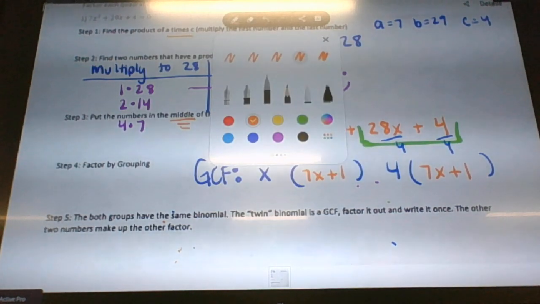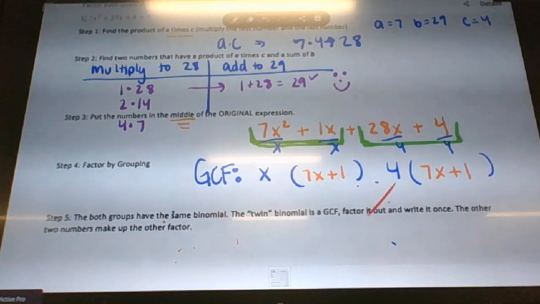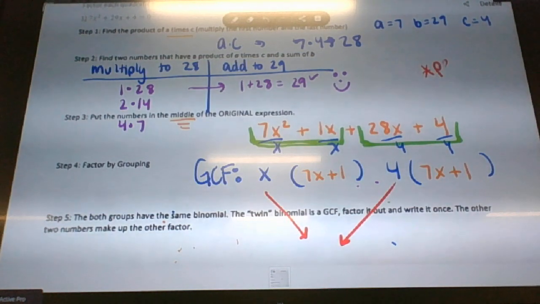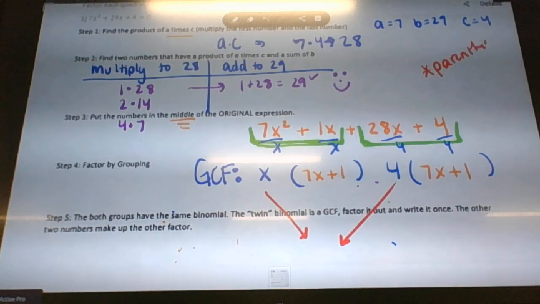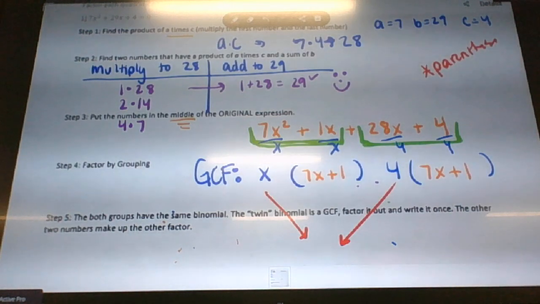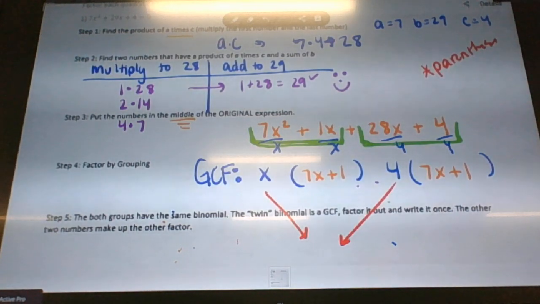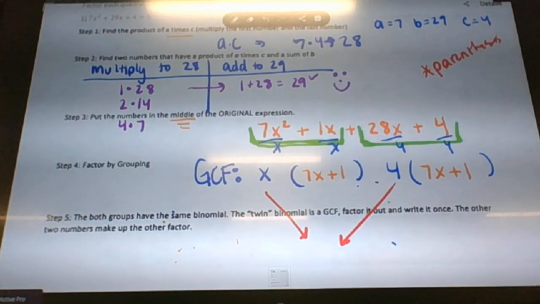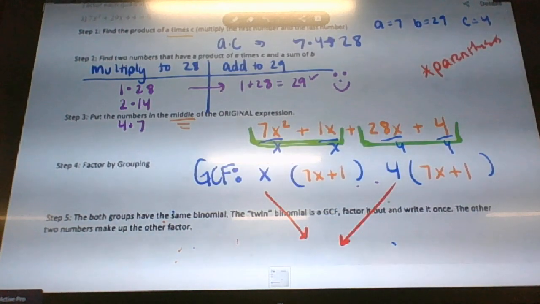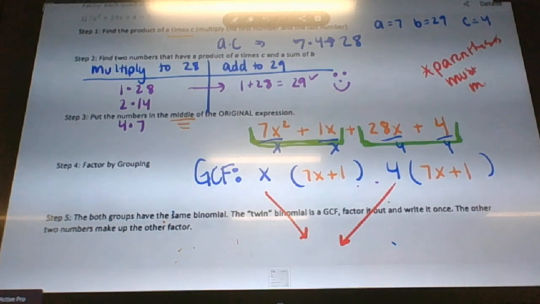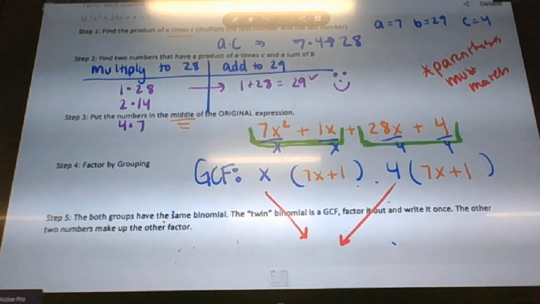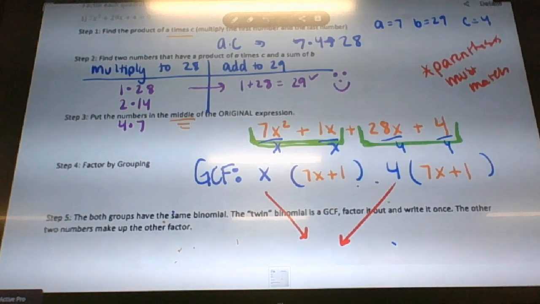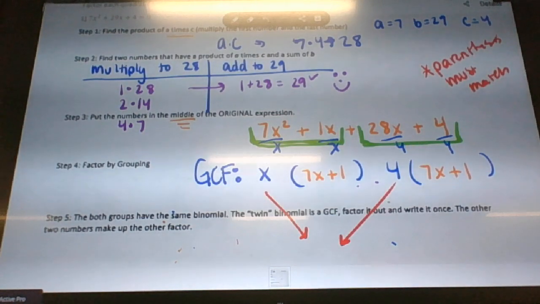Are you serious? Nobody's laughing. You guys gotta chill out with this extreme language. Okay. Alright, parentheses must match.